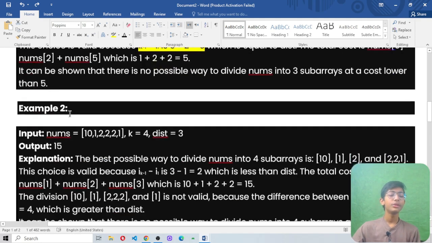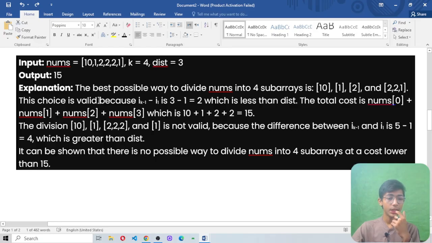If you see example 2, here he created an integer array by the name of nums, in which he wrote 10 1 2 2 2 and 1.